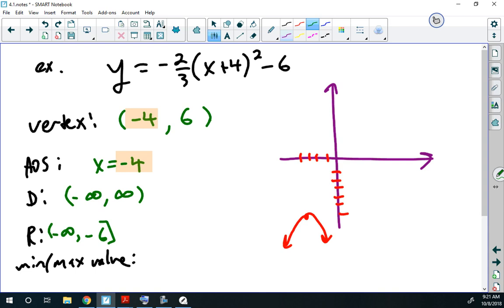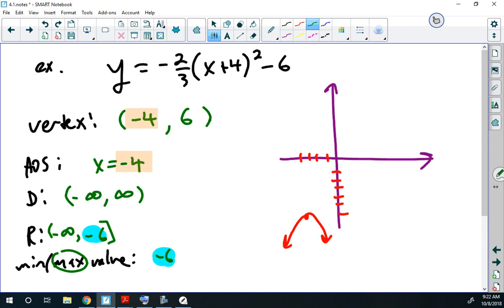And what about our minimum or maximum value? What's that going to be? Somebody said it. -6. Is that a min or a max? Looks like a max, right?